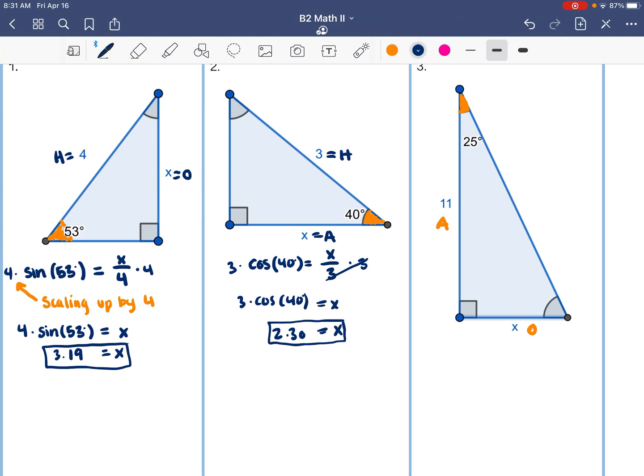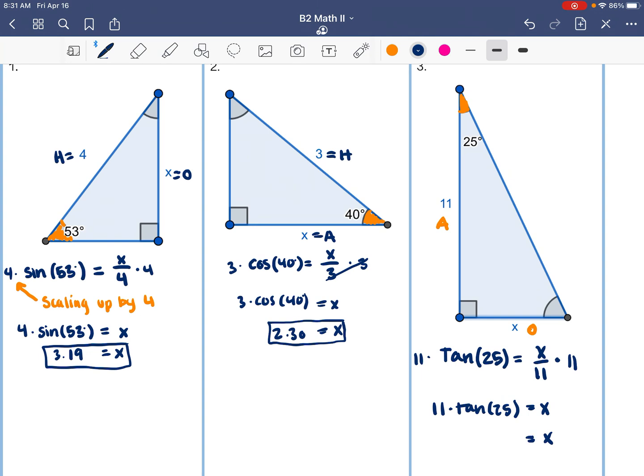I won't turn the page again because sometimes that makes me seasick. Tangent deals with opposite and adjacent. So the tangent trig function says that tangent of our reference angle is equal to the opposite side over the adjacent side. So we get x over 11. And we multiply by 11 on both sides to solve for x. So we get 11 times the tangent of 25 equals x.